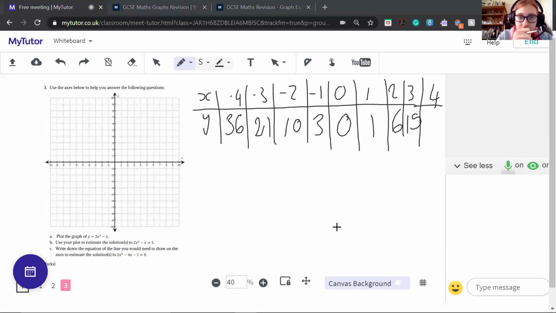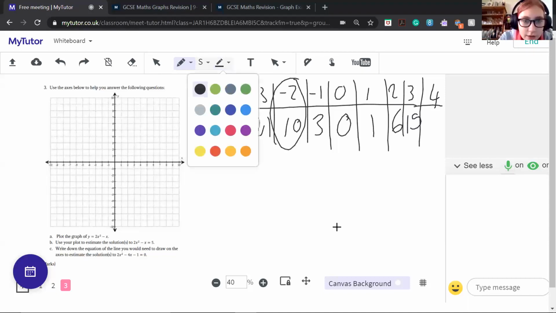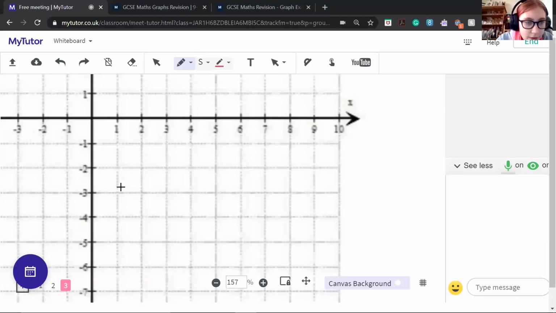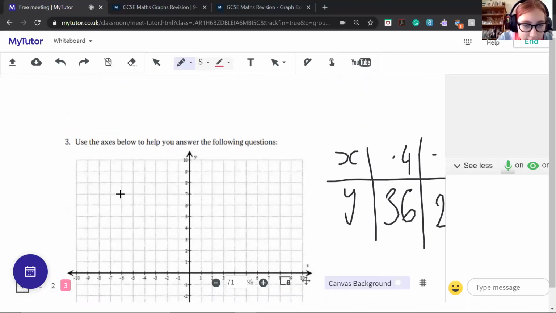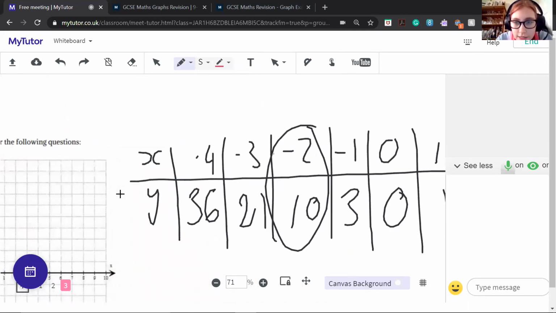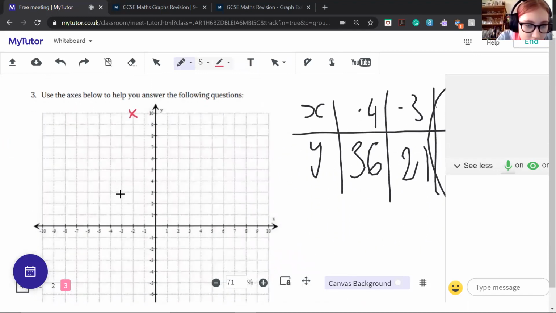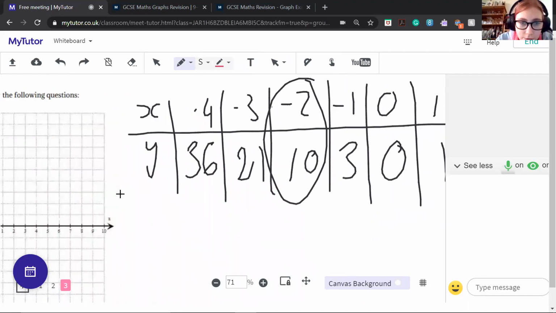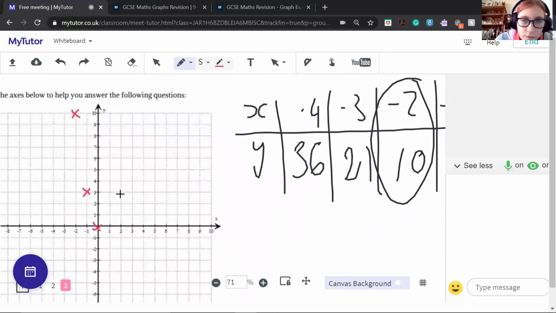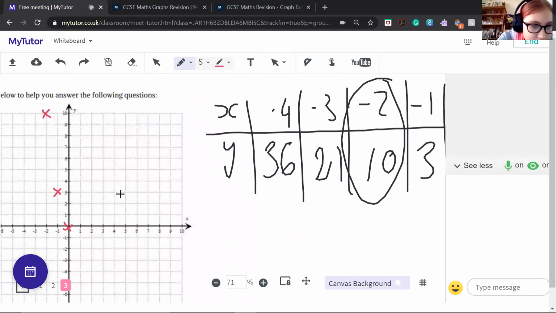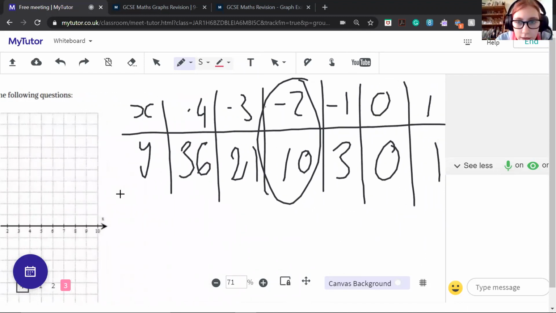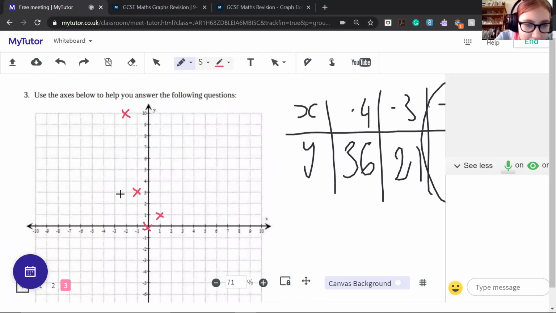So let's plot these in. We can't plot the high ones, but we can start plotting from here. Let's do this in a different color. Minus 2, 10. So let's find minus 2 here, go up to 10, and pop that one on. The next one is minus 1, 3. What's the next one? 0, 0. That's a nice one. 1, 1. 2, 6, and 3, 15 is too high.